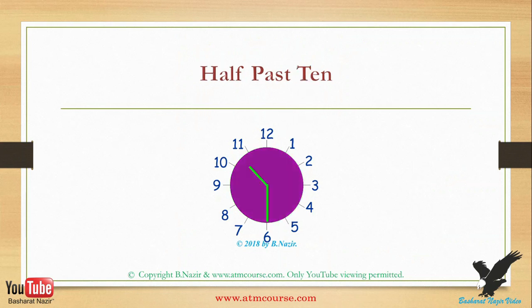This clock is reading half past ten, because the big hand is pointing to six and the small hand is halfway between 10 and 11. Now you say, half past ten.